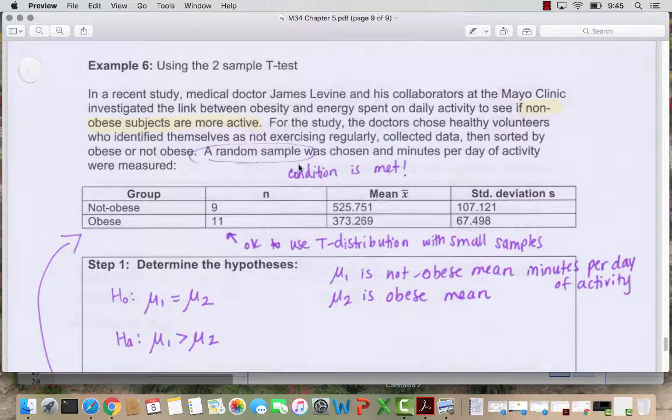A random sample was chosen, so our condition is met. We've got a random sample. That's all we need to use a t-test. The 2 groups here are not obese and obese subjects, and they are measuring their activity levels. So they are measuring, I think, the mean energy spent. Here's the sample standard deviation, here's the sample mean, and here are our sample sizes.